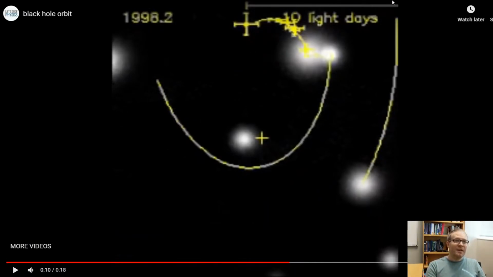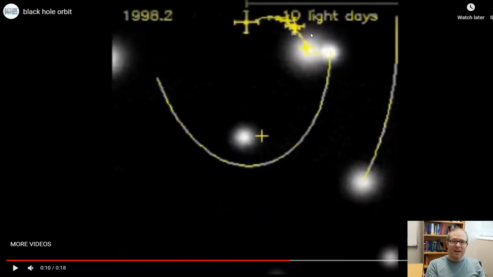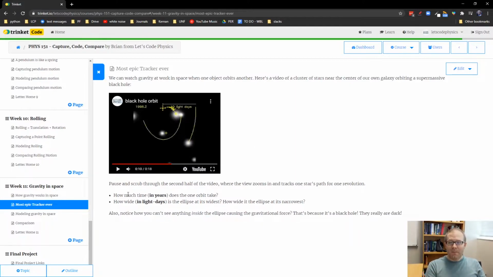You can also get an idea for the scale, because this length scale here is 10 light days. You can convert that into meters, kilometers, light years, whatever your favorite units are there, and get both the period and the amplitude for this elliptical oscillation here. So you get that information down: the period of the orbit, how wide the ellipse is at its widest point, and how wide it is at its narrowest point. So you get those three pieces of information.